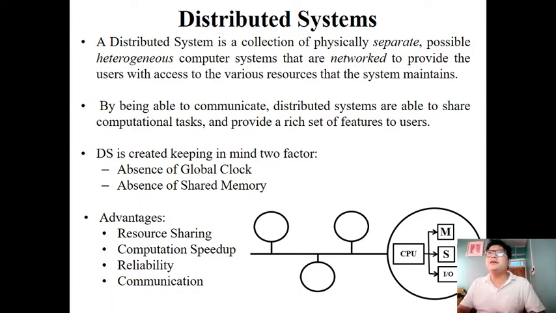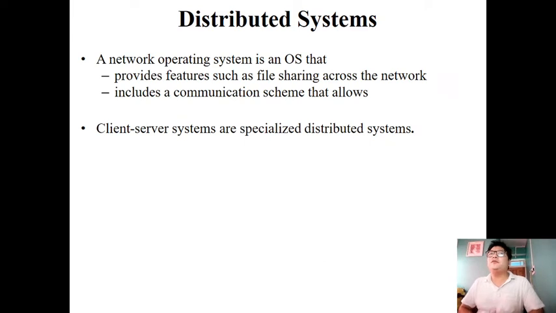To have such a system, we need a special kind of operating system called a network operating system that should provide some features like file sharing. How can you share information or files between these two nodes or two computer systems connected via a network, and how can you communicate?